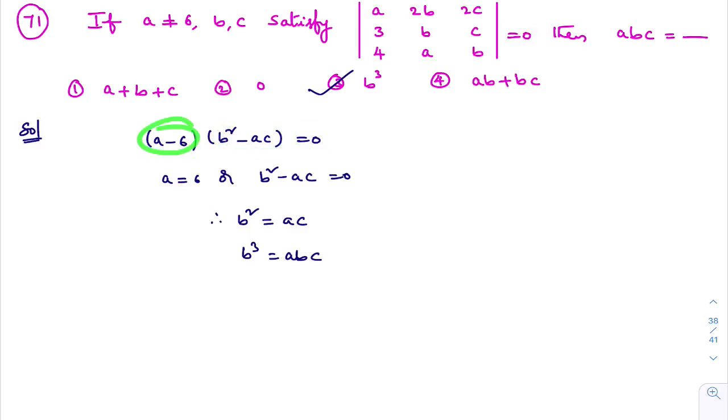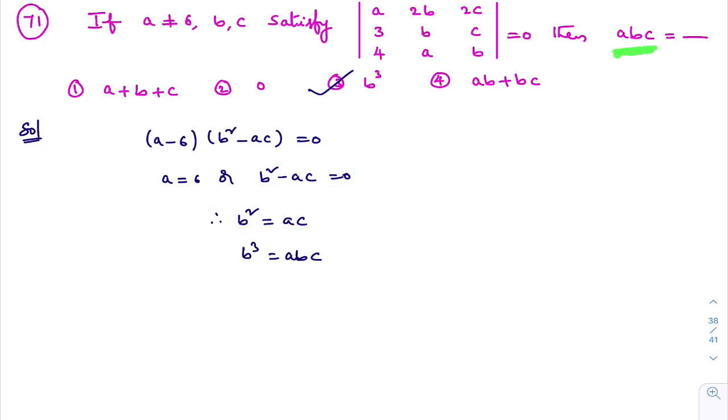If a minus 6 equal to 0, that means a equal to 6. B square minus ac equal to 0, then b square equal to ac. Here a is not equal to 6, they given in the question itself. So you cannot choose this option. So b square minus ac equal to 0. From this b square equal to ac.